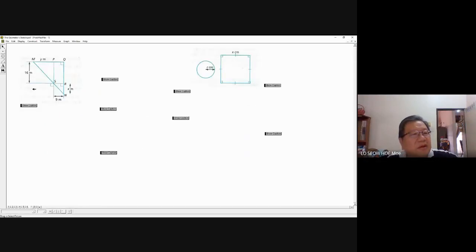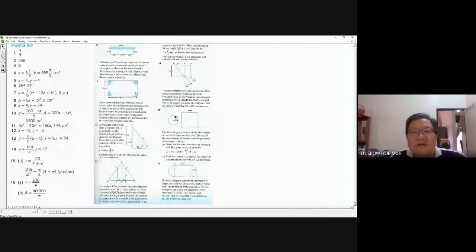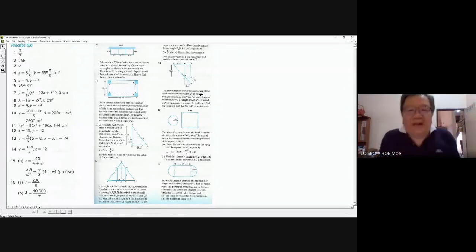The next question is number 14. Many girls also asked about number 7 and number 14. They don't know. So we read the question. Number 14, where is it here? The diagram above shows the intersection of two roads such that their widths are 16 and 9 meters respectively.